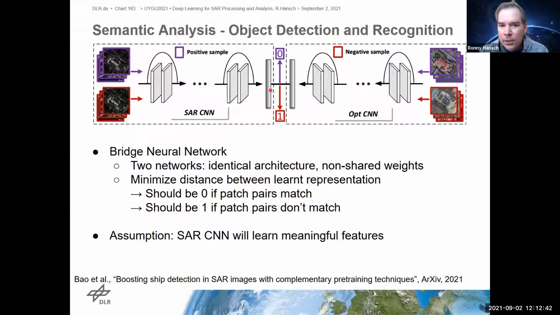And then for positive examples, the difference between those two representations should be small, right? Then it's mapped to 1 or 0. And otherwise, the difference between those two representations should be big. And this network, you can train only on aligned images. And then you take this part here, the SAR part of the network, attach your detection layers up here, and then you have a ship detector.